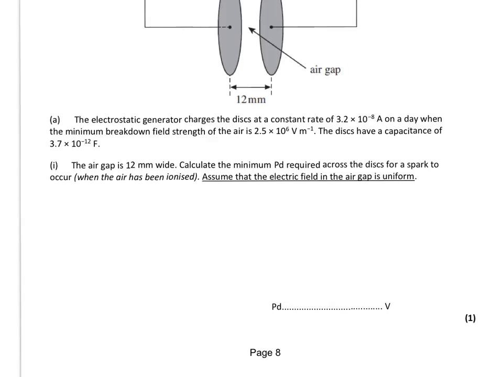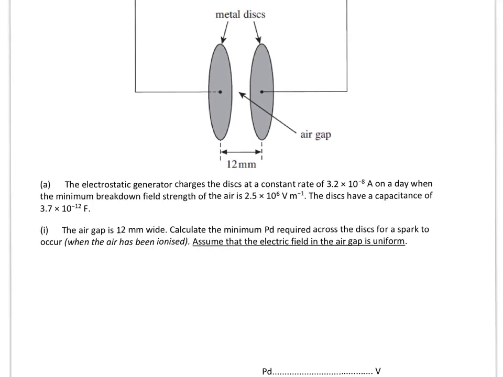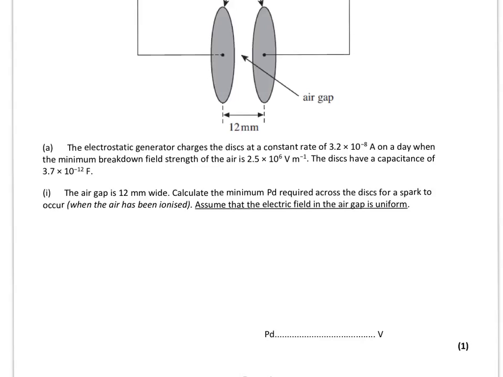So, what we need to do is calculate the minimum PD for a spark to occur, which means the electric field has broken down. So, what we need to do is calculate the breakdown field strength and rearrange that. So the breakdown field strength would be calculated like this. We know what the breakdown field strength is, we know what D is, so the potential at which it breaks down would be like this.